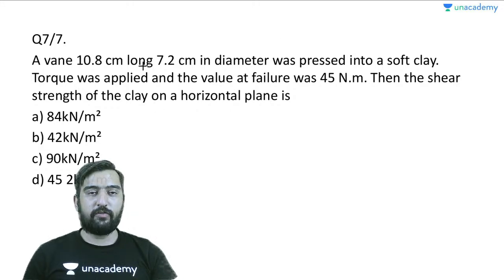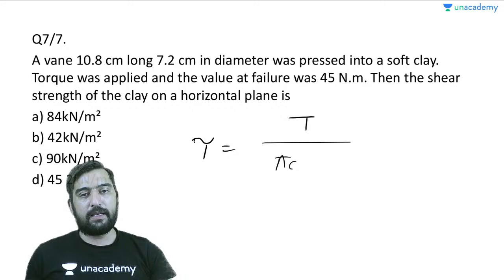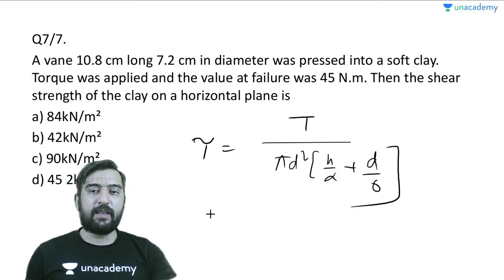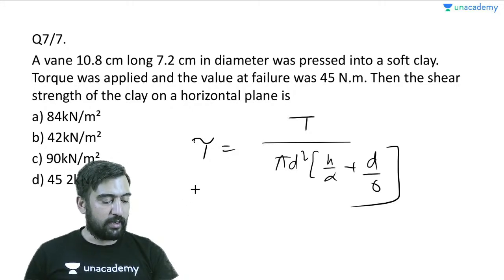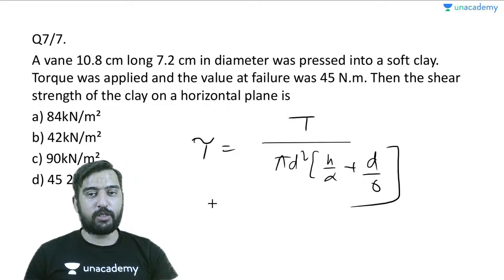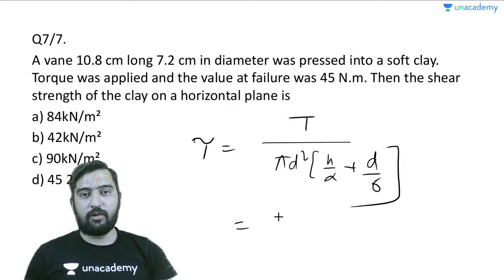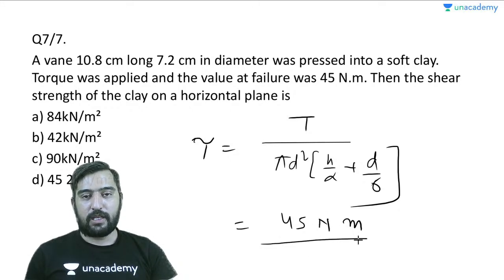So yes, here the vane is inserted in the ground. So here shear strength is equal to torque upon pi d square h by 2 plus d by 6. And if the vane is partially embedded, okay. Rushikesh is saying C and Rituraj is saying B. Let's see. वैसे टाइम तो आज B का चल रहा है, जो भी B बोल रहा है वो ठीक हो रहा है. Let's see.